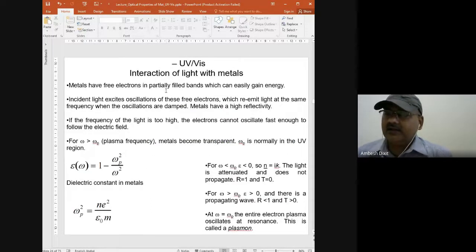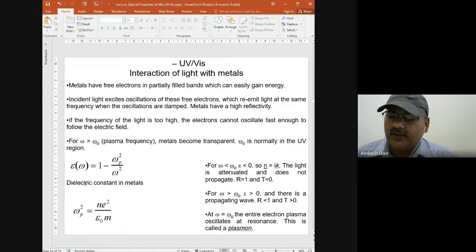Now take the interaction of light with metal. How will this interact? Incident light is coming and falling on the material. What will happen to that? It will interact with the electrons, and depending upon the incident frequency, we define the dielectric constant for my metal: epsilon = 1 minus omega p squared over omega squared.